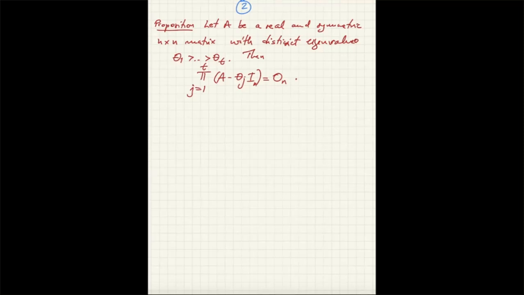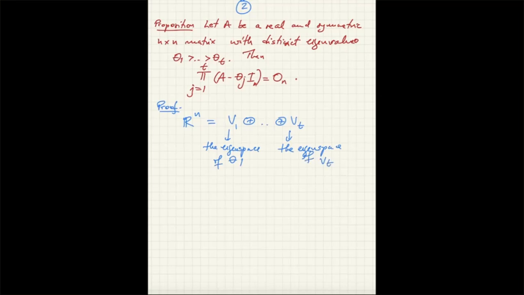Okay, and it's essentially a result about the minimal polynomial of a real and symmetric matrix. But how do you prove this result? Well, the key thing is the spectral theorem, which states that the space R^n is a direct sum of eigenspaces, something of the form V1 direct sum all the way to Vt, where V1 is the eigenspace of theta 1, and Vt is the eigenspace of theta t.